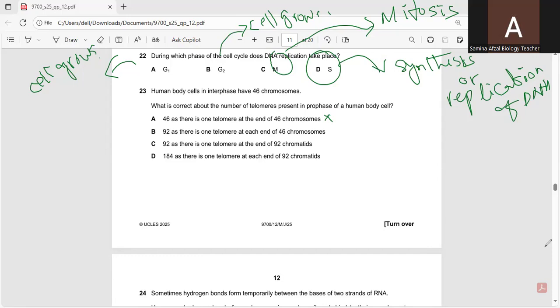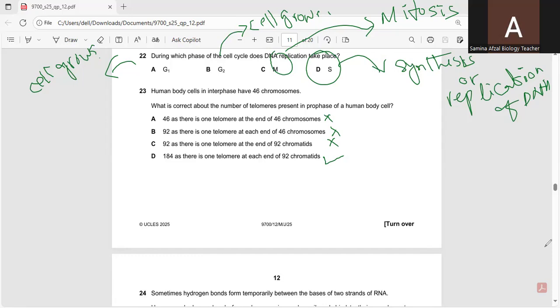Now I will move towards the second: 92, as there is one telomere at each end of the 46 chromosomes. Yes, it happens, but as the cell replicates, it will not be this. As there is one telomere at the end, 92, there are two telomeres. So I would like to discuss the option 184, as there is one telomere at each end of the 92. Now I will describe this answer.